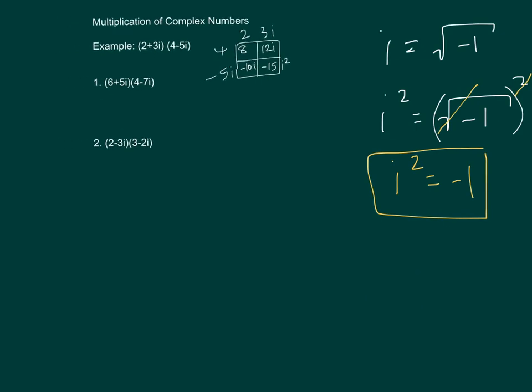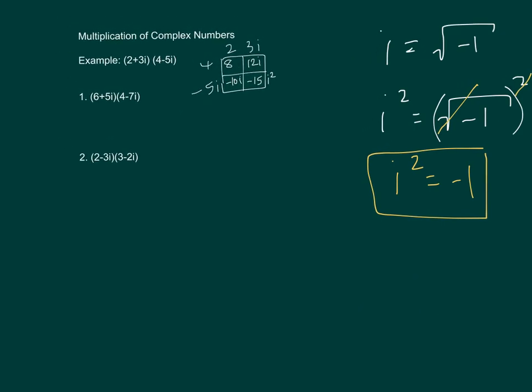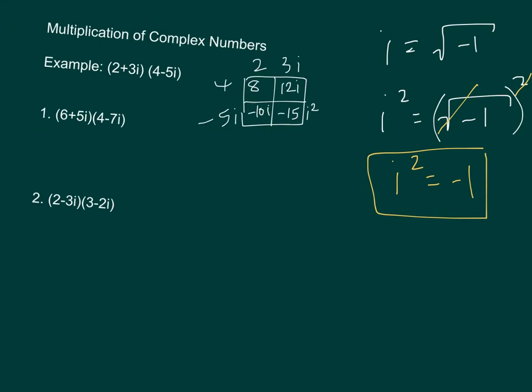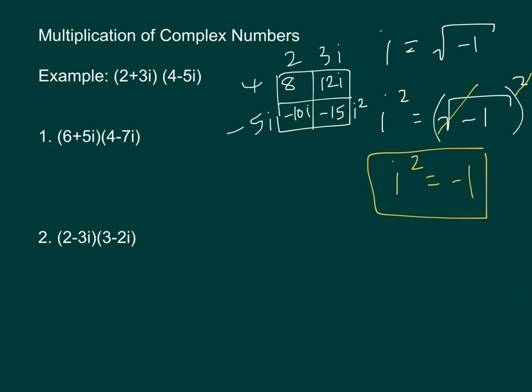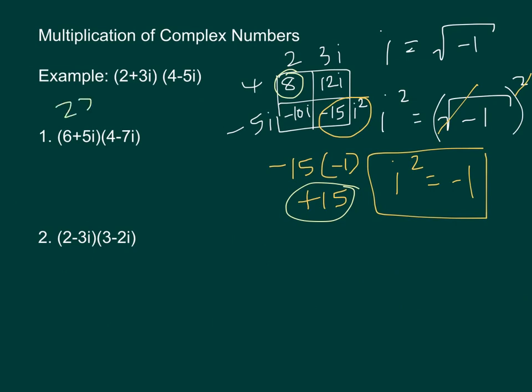So I'm going to go back to what we just did. It's a little bit bigger. So we've got 8, and then this negative 15i squared. This will be negative 15 times negative 1, which is actually a positive 15. So we're going to add together 8 and positive 15 to get 23. And then my like terms here add to 2i.